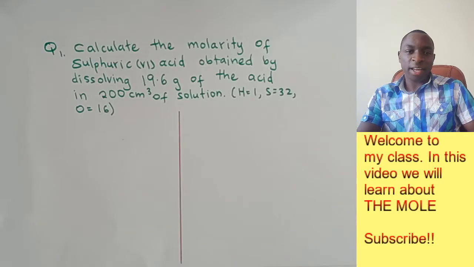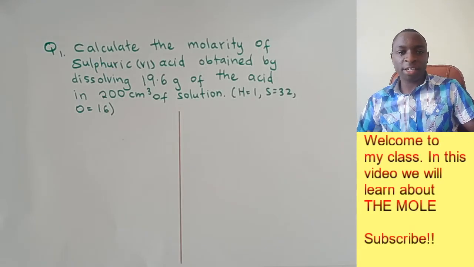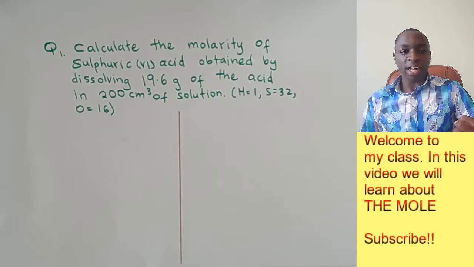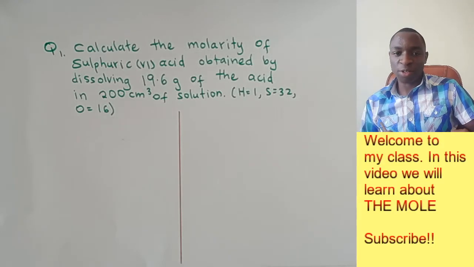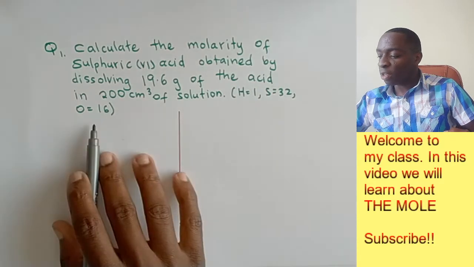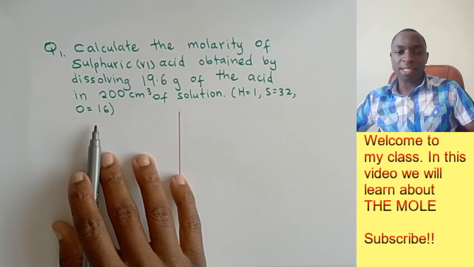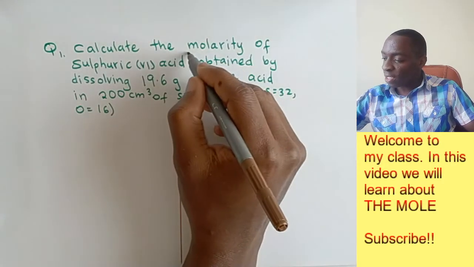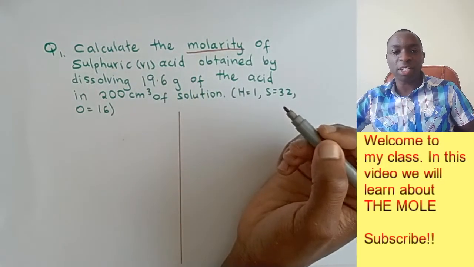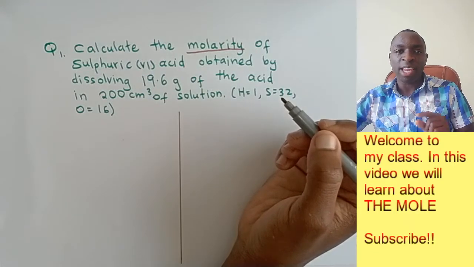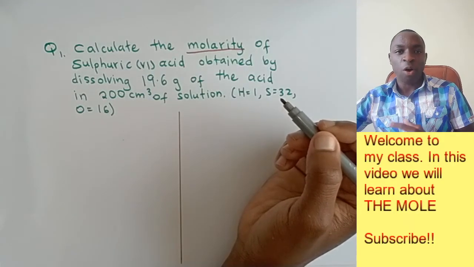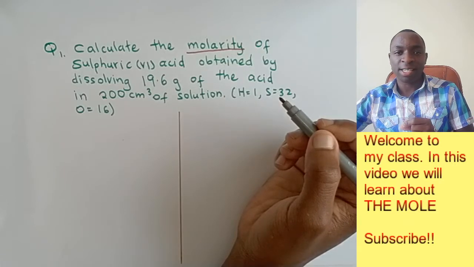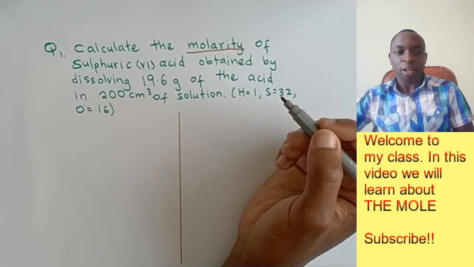For the first example, calculate the molarity of sulfuric acid obtained by dissolving 19.6 grams of the acid in 200 cubic centimeters of solution. Right here in brackets, you've been given the relative atomic masses of hydrogen, sulfur, and oxygen. As I said, if you're calculating the molarity, it means you need to calculate the number of moles in 1 liter of solution, or rather in 1,000 centimeters cubed of solution. So let's start right off.